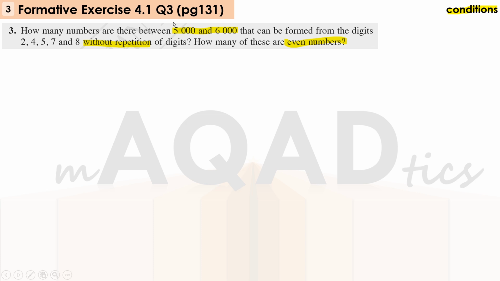Here, because we are looking at the numbers between 5000 and 6000, we can only form a 4-digit number. And in the first blank space we should put 5, because if we put the others, it will be out of the range. For example, if I put 2 or 4 in the first blank space, it will be less than 5000. If I put 7 or 8 here, it will be more than 6000. So the best candidate is 5.